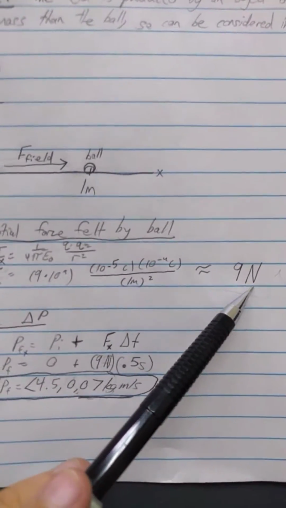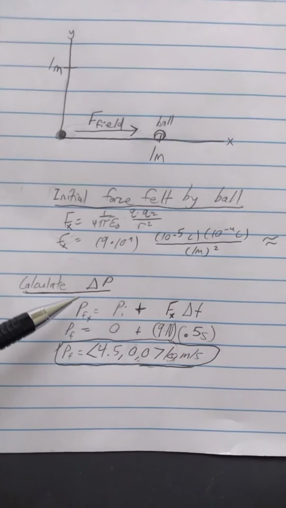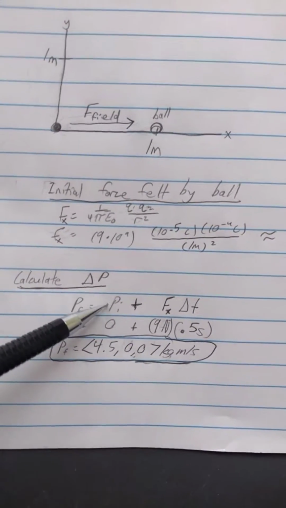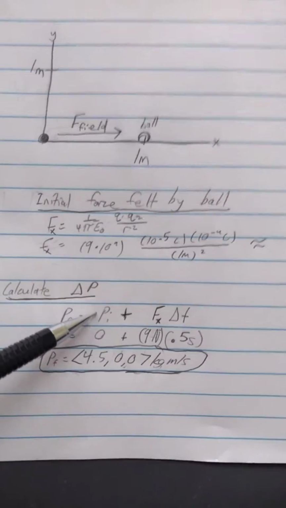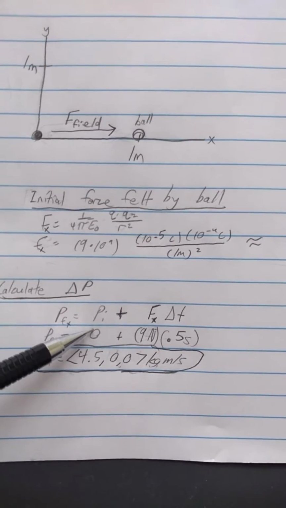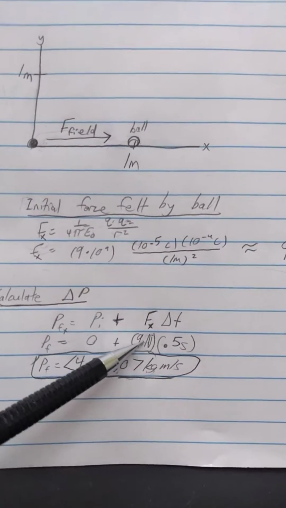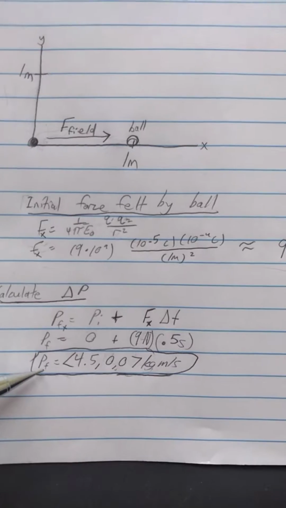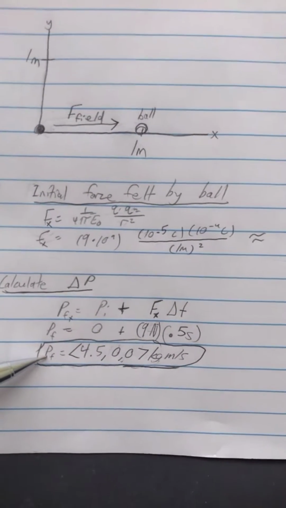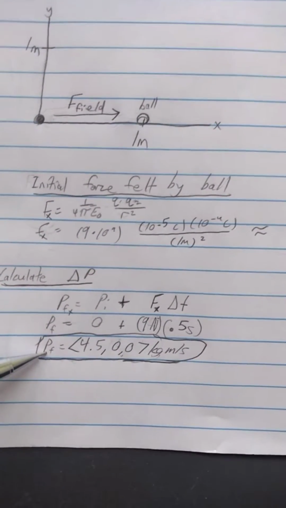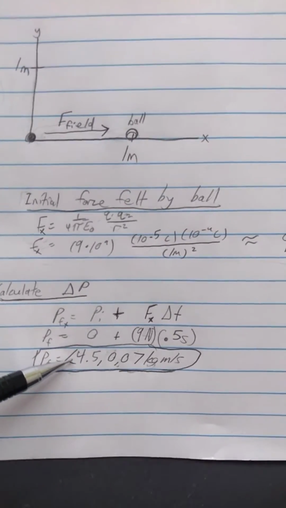And then we calculate the change in momentum. We know initial momentum is 0 because initial velocity was 0. And we plug in the force we calculated and multiply that by the time. The final momentum works out to 4.500 kilogram meters per second.